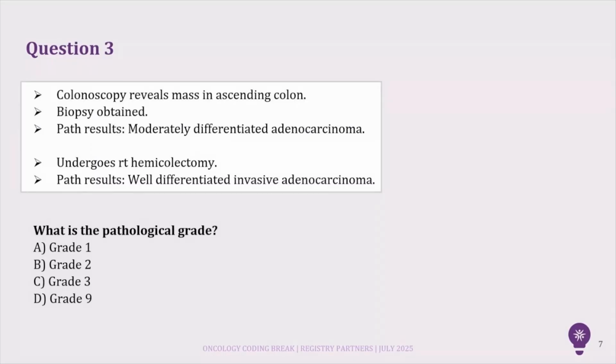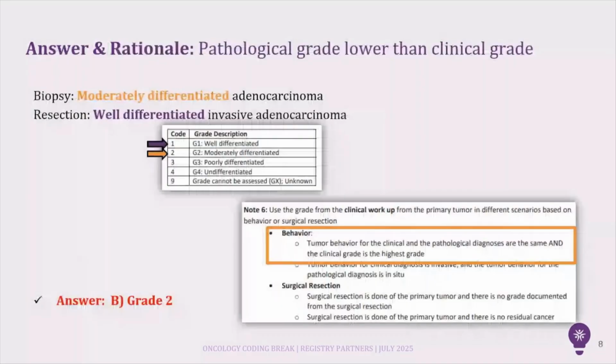which is correct. So we will go to that same note 6, and it tells us we can use clinical grade from the primary tumor as long as the behavior is the same. So both the biopsy and the resection both had invasive carcinoma, so the behavior is the same. Then clinical grade is higher. We're going to use the clinical grade in the pathological grade field as well. So this one will be clinical grade 2 and pathological grade 2. Again, here's that colon grading table that shows moderately differentiated is grade 2.